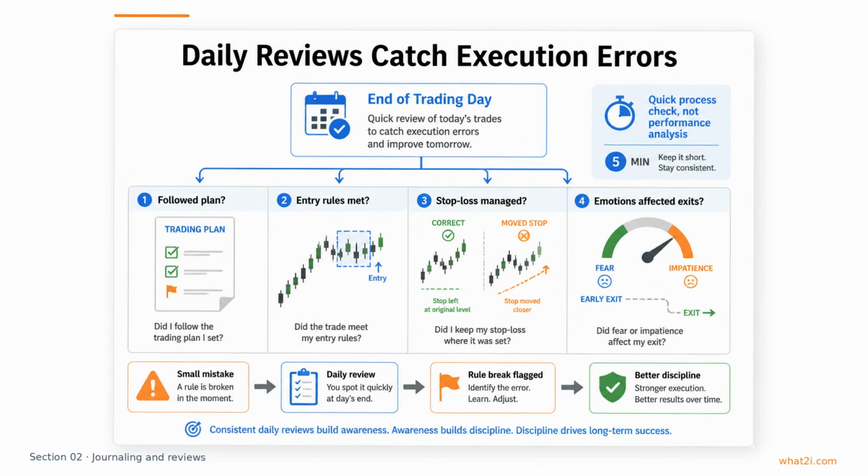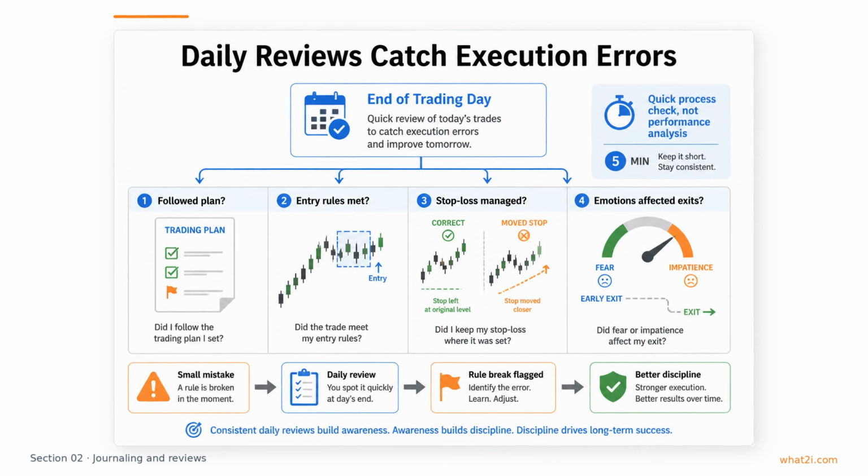At the end of the day, ask whether you followed the plan, whether the entry rules were fully met, and whether stop loss and exits were managed correctly. Also, look for small behavior errors such as impatience, fear, or trading a setup that was only almost valid. This kind of review can take just a few minutes, but it catches discipline problems before they become habits. It keeps the focus on process while the details are still recent. In other words, the daily review protects execution quality one session at a time.